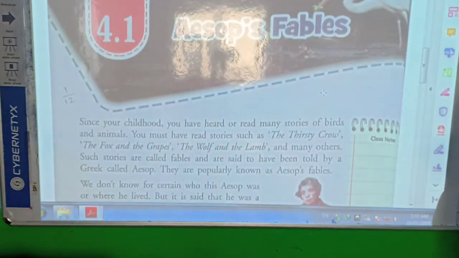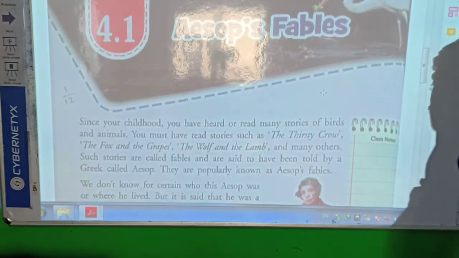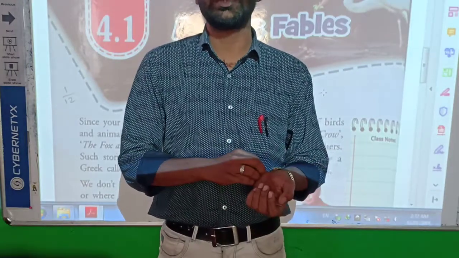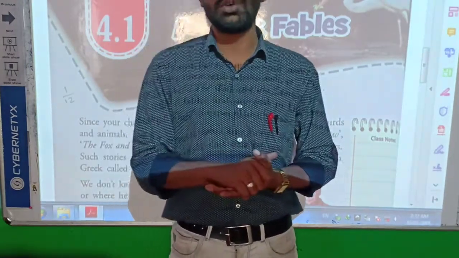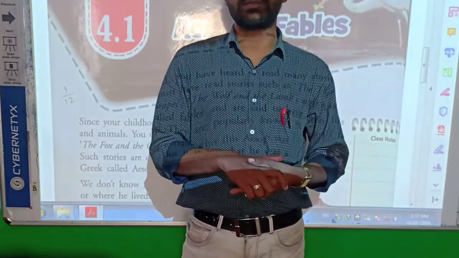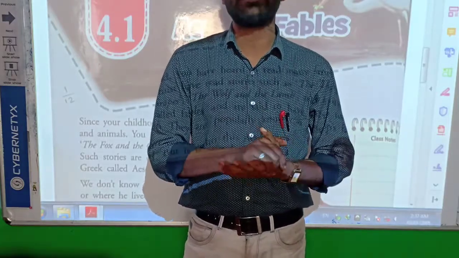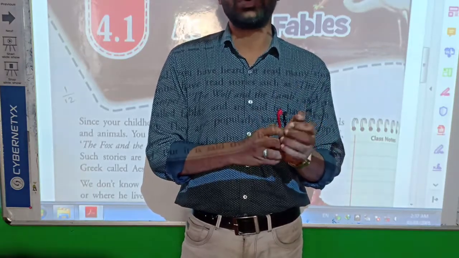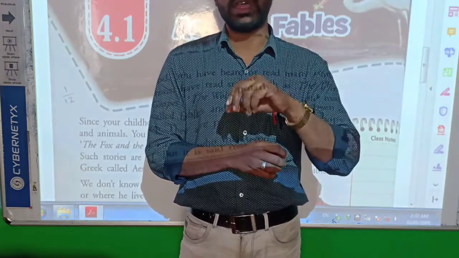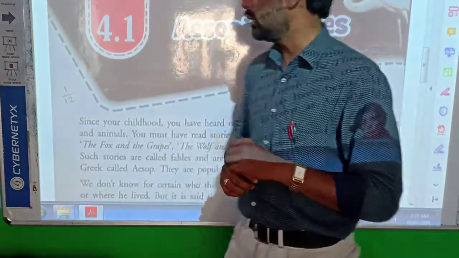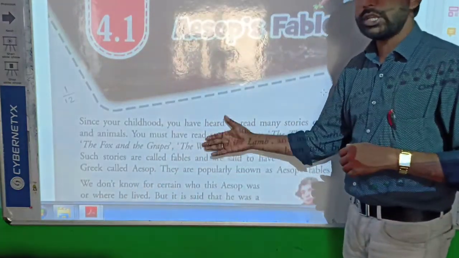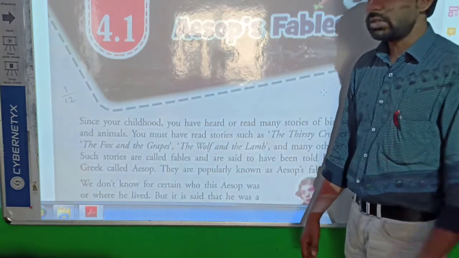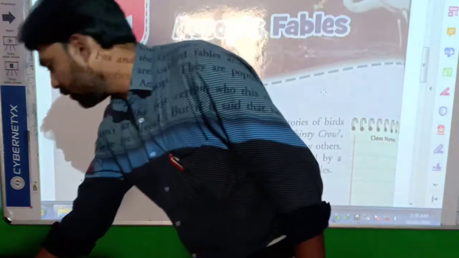Okay, Aesop's Fables. Dear students, what is meant by Aesop's Fable? This is the title of our lesson. Actually, Aesop is one person. Aesop is the name of a person, and fables means one type of story. So all about Aesop's Fables we are learning here on this page. If we read this information given here, we will clarify about this. Let's read what is given here.